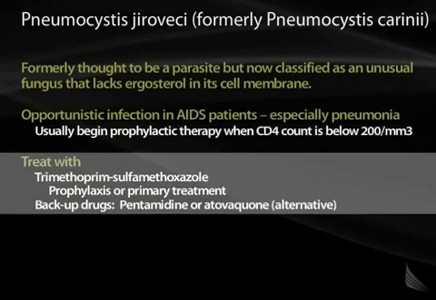It's important to start patients on trimethoprim-sulfamethoxazole or Bactrim when their CD4 count reaches below 200 per cubic millimeter. The infection of Pneumocystis jirovecii can actually be treated with Bactrim as well. Other drugs that can be used include pentamidine or atovaquone.